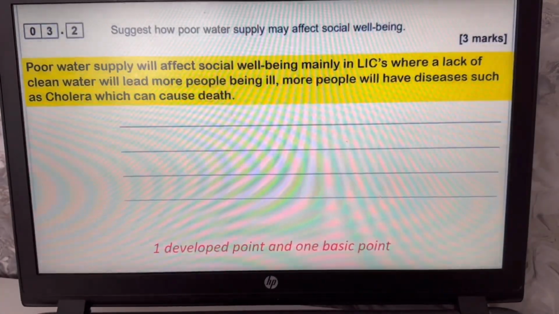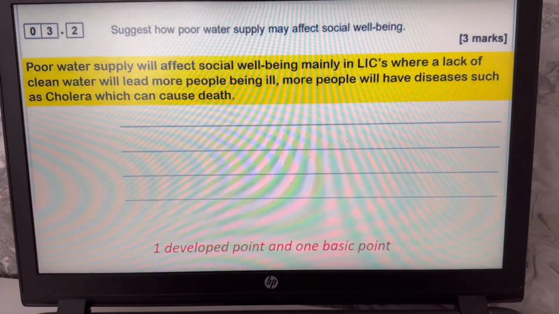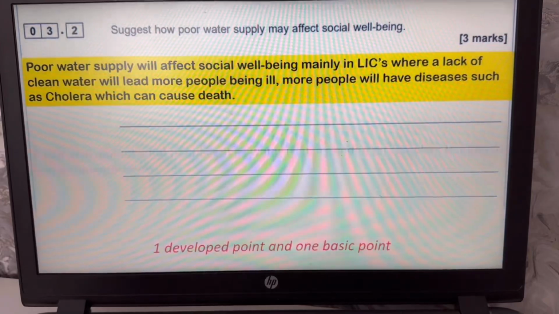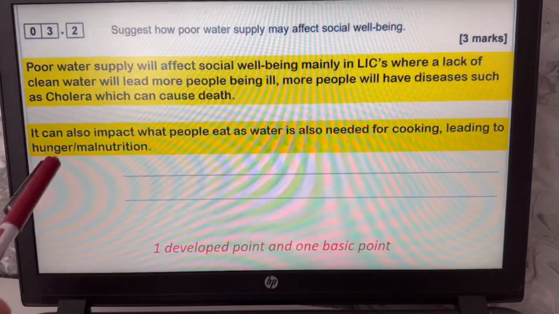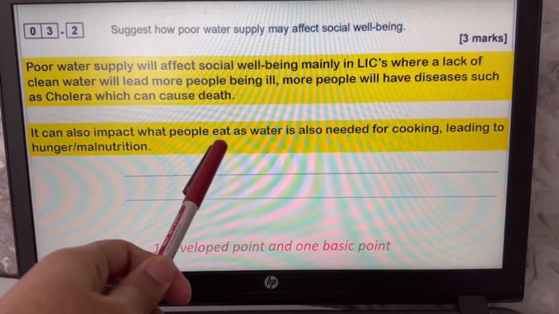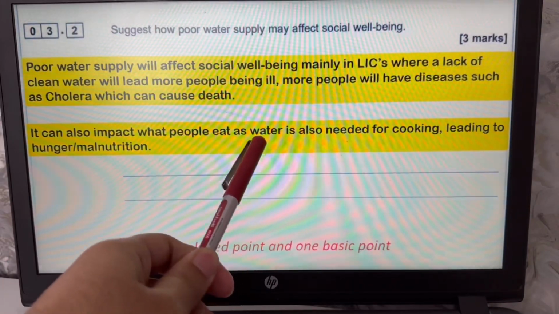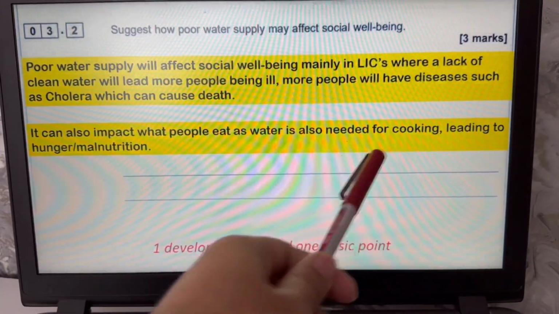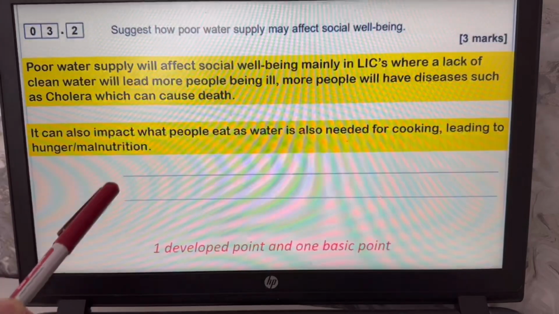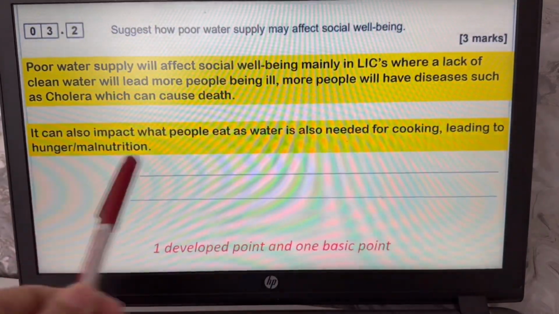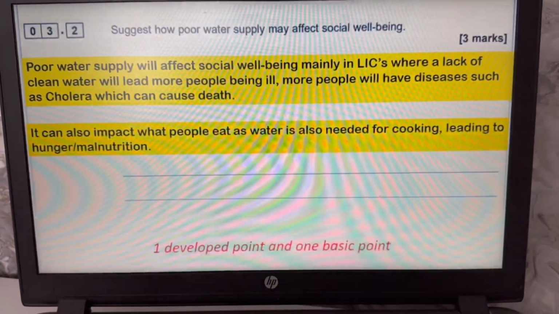Now, there's so many other things you can talk about in how poor water supply or lack of water supply can affect people socially. My second point, I'm just going to quickly develop, not too long, because it's a 3 marker. It can also impact what people eat. For example, water is needed for cooking, and that could lead to hunger, malnutrition. I've really made sure that I explained it, linking it back to social well-being.